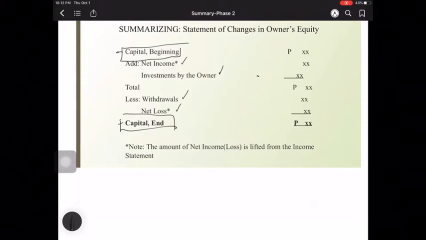The capital end is the amount of the capital that must be reflected later on in our statement of financial position or your balance sheet. So meaning if you are going to use the unadjusted amount of your capital in your statement of financial position, then that would be the time that you will cry, because you won't be able to balance your statement of financial position, not unless you are already done computing for the capital end. So take note of that.